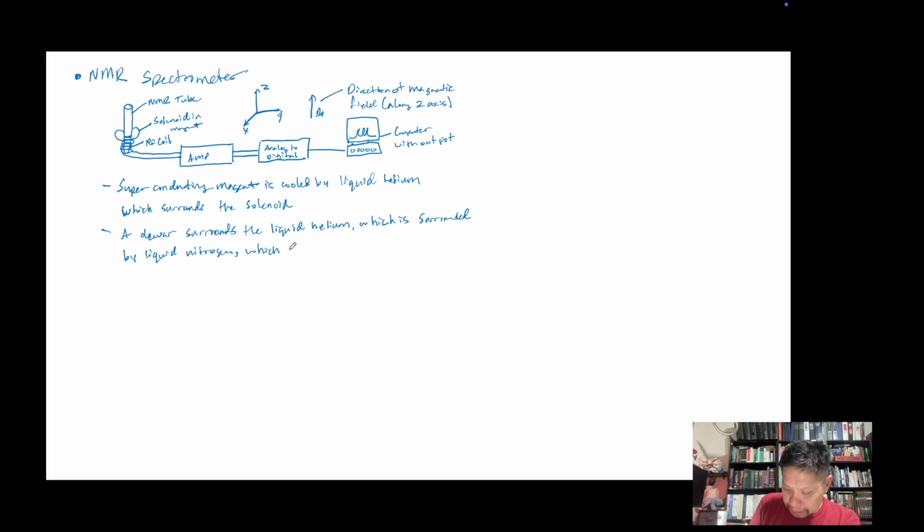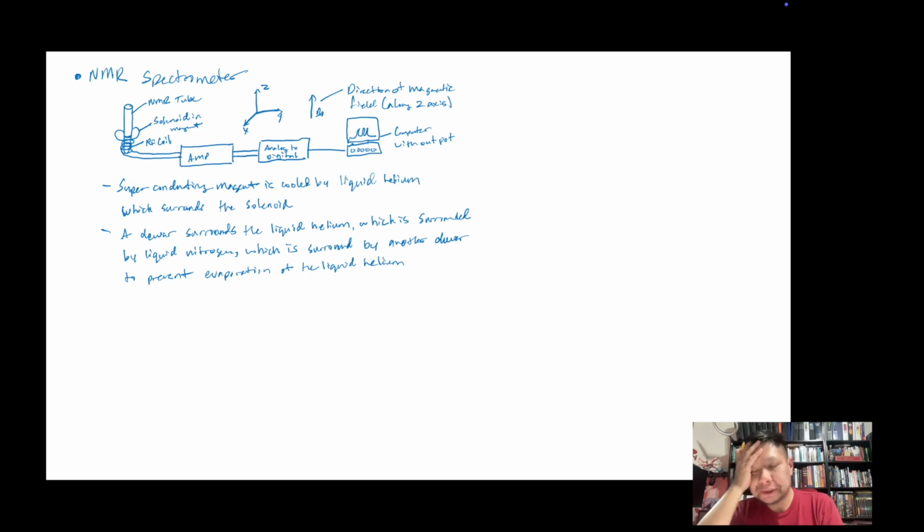That is surrounded by another dewar to prevent evaporation of the liquid helium. And the reason why we care about that is because liquid helium is actually super expensive. It's super cold, number one, but it's also super expensive.